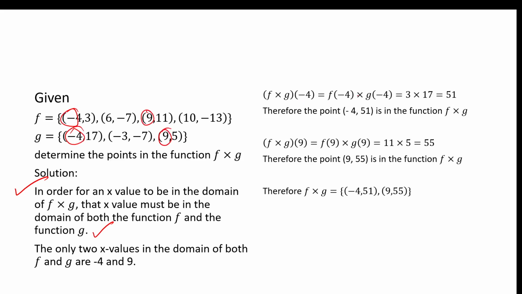Well, f times g of -4 will equal f of -4 times g of -4. 3 times 17 is 51, so the point (-4, 51) is in the function f times g. And f times g of 9 will be f of 9 times g of 9. f of 9 is 11, g of 9 is 5, and we're going to get 55 as our answer. So the point (9, 55) is in the function f times g. And so the function f times g is really just the set of the 2 points, (-4, 51) and (9, 55).